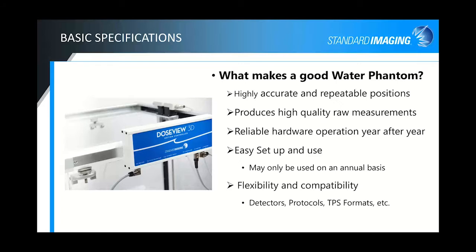And you want the flexibility and compatibility to use any array of different detectors, from your ion chambers to diodes, microchambers, etc., including our scintillation detector, which is a water equivalent small volume detector. It's 1 millimeter by 1 millimeter, our W2 scintillator, that is. You want to be able to utilize it with various protocols, TRS 398 or AAPM protocols, or various other ones, depending on your region and requirements.